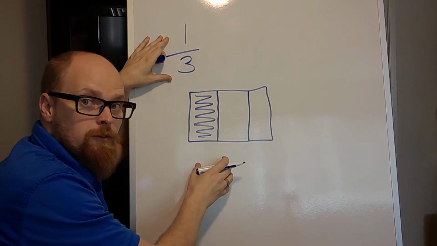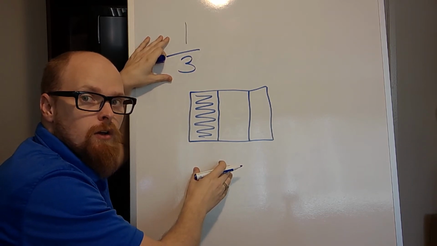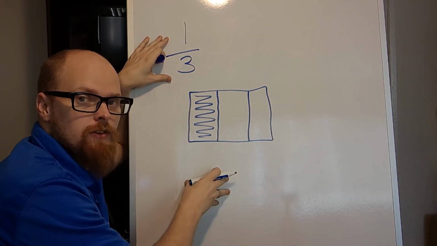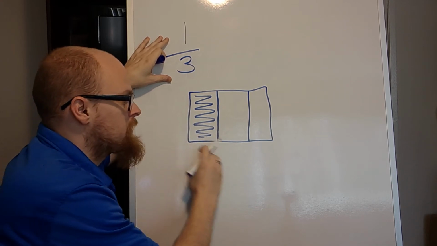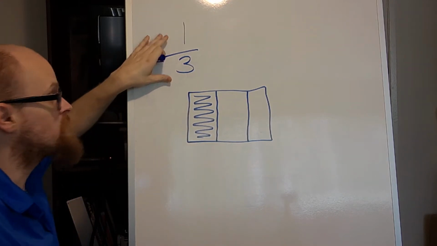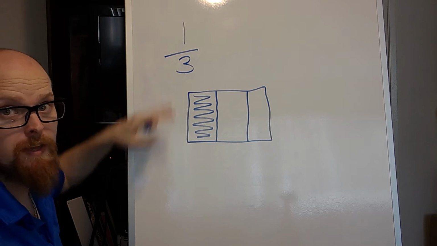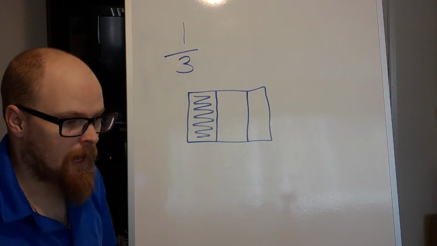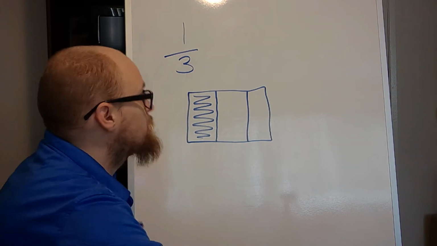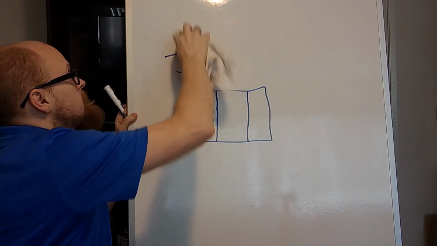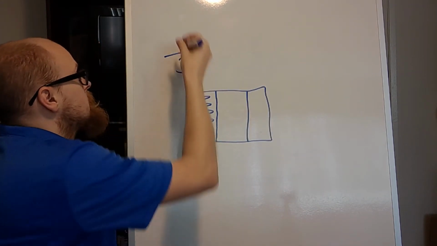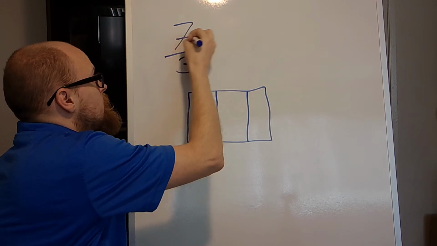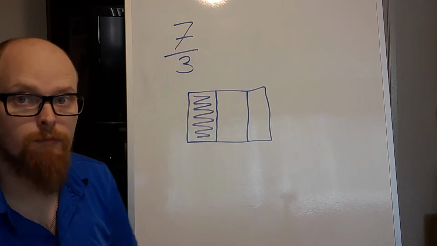This is important when we start working with mixed numbers or big fractions. I have 1 out of 3 pieces. My fraction is 1 out of 3. If I have a fraction that says, let's say, 7 out of 3.